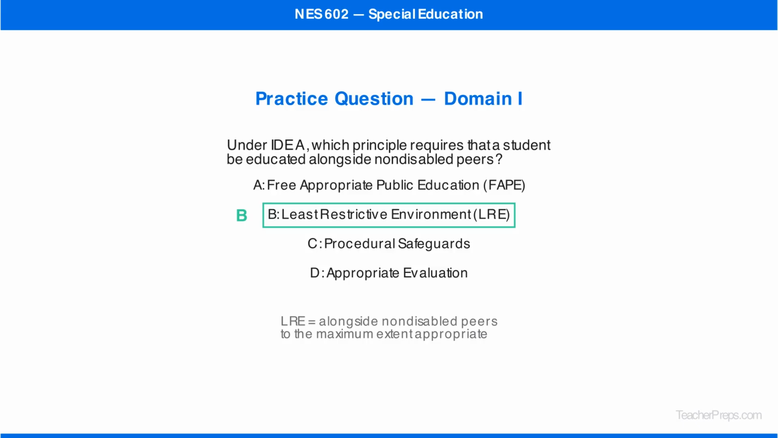Least restrictive environment. LRE is specifically the principle that addresses where a student is educated. FAPE ensures they receive special education at no cost. Procedural safeguards are legal protections. Appropriate evaluation governs how eligibility is determined. When you see the phrase alongside non-disabled peers or maximum extent appropriate, think LRE.